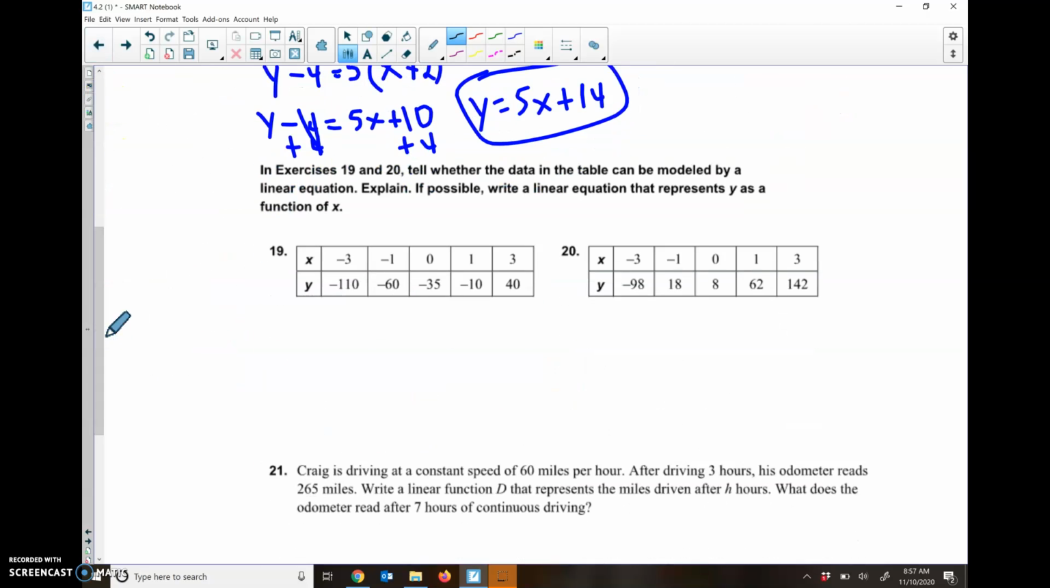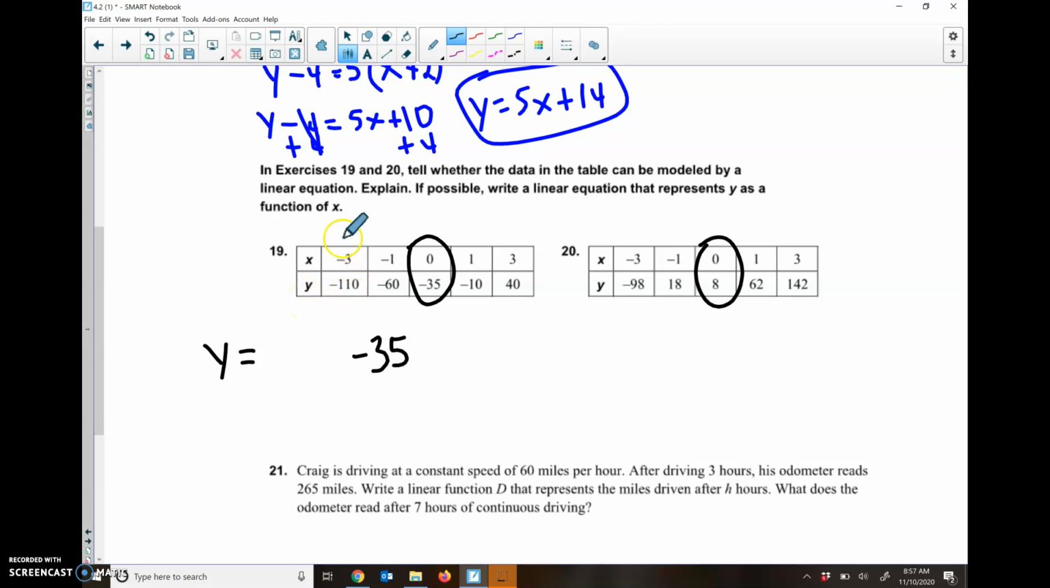And then 19 and 20, they want to see if we can make an equation for this. So pretty much asking if it's linear. And we're lucky here, they gave us the y-intercept. 0, -35 for this one, 0, 8 for this one. Remember, the y-intercept is always when it crosses 0. And so we just need to see if our slope is linear. So will the slope be the same both times?